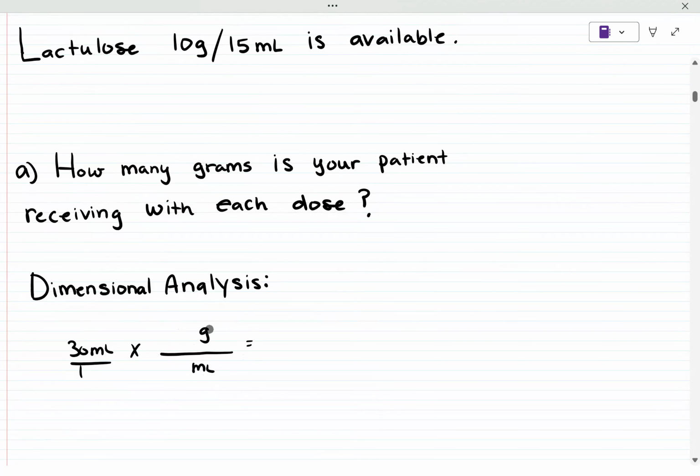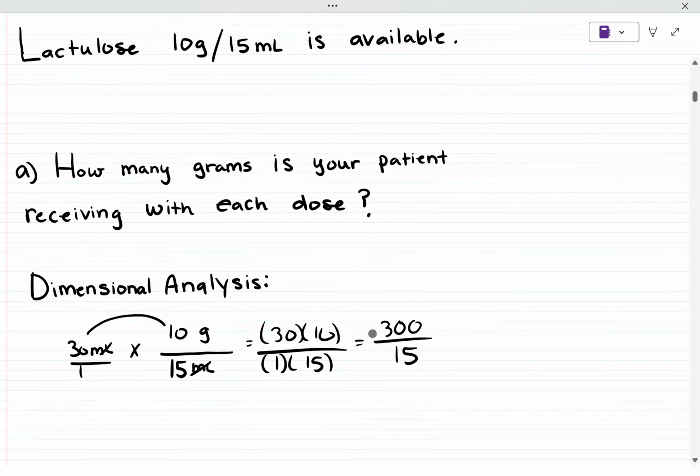So it was given 10 grams for 15 milliliters. And then if you multiply across, the units disappear, and it's 30 times 10 over 1 times 15. That's going to be 300 over 15. So that is going to be 20. Okay, so that's your answer.